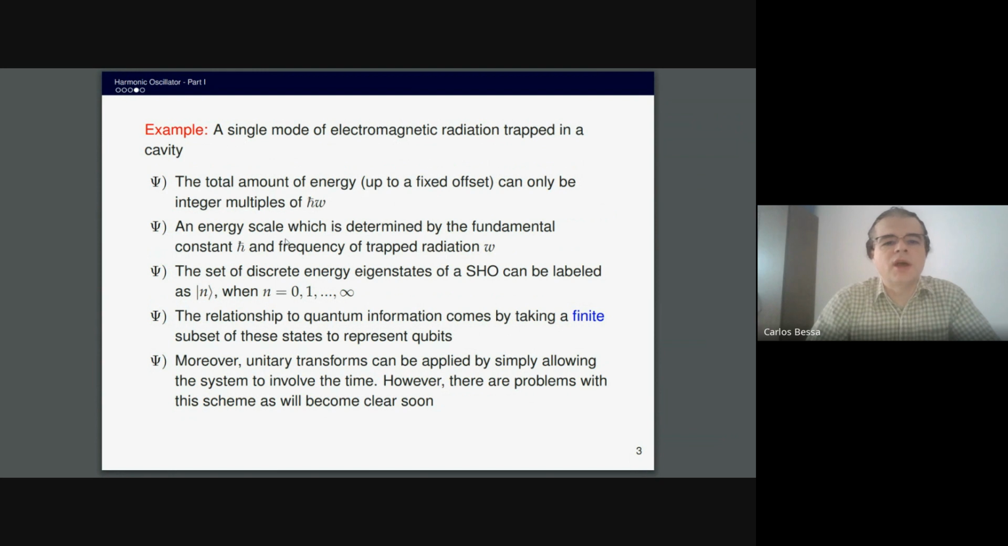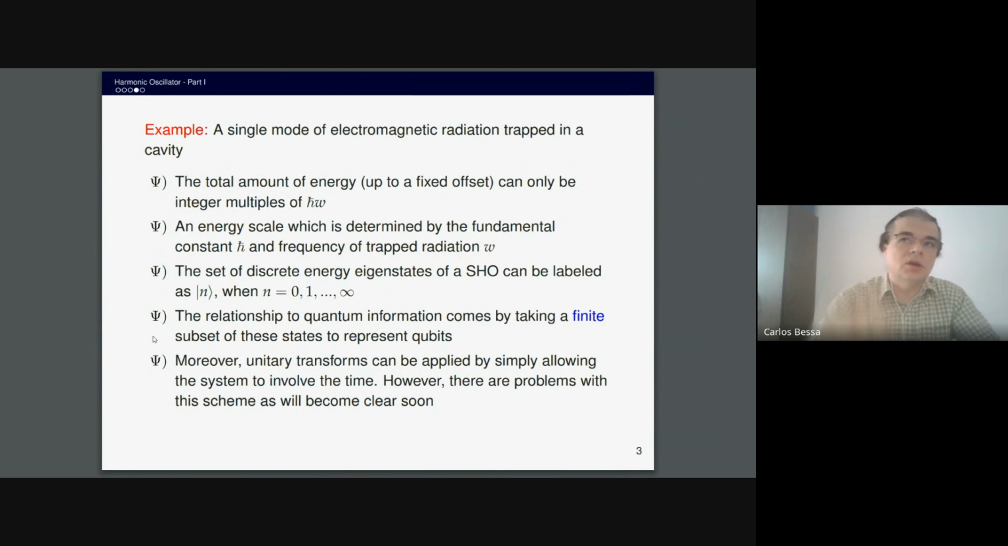And an energy scale, which is determined by the fundamental constant h bar and the frequency of the radiation, omega. The set of discrete energy eigenstates of the simple harmonic oscillator can be labeled by a number, small n, where n can vary from 0 to infinity.